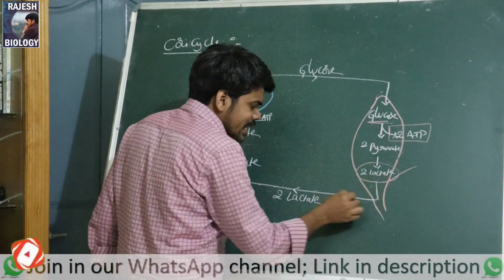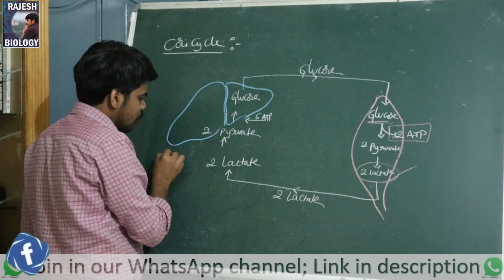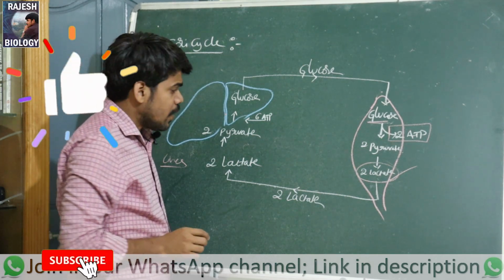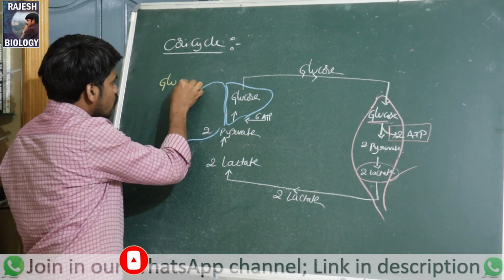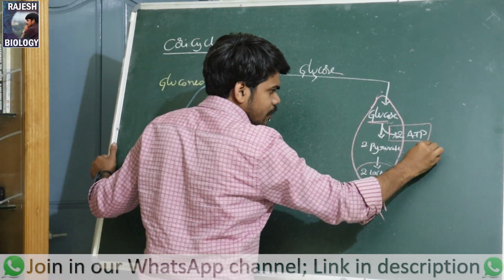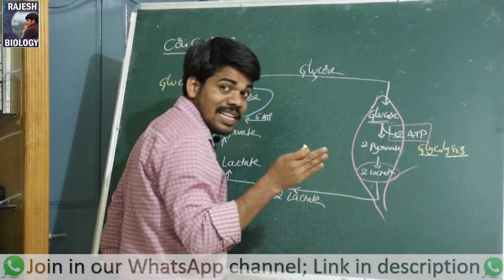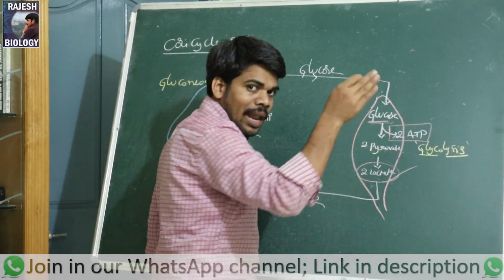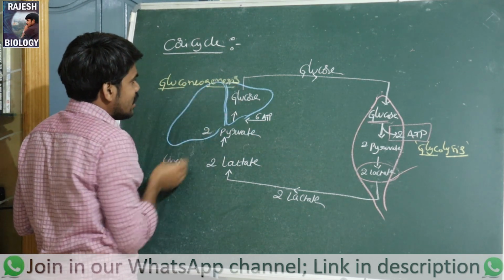So this lactic acid is released into the blood. Through the blood circulation, the lactic acid reaches the liver, where it is converted into glucose by the process of gluconeogenesis. What is this process known as? Gluconeogenesis. Here it is glycolysis: lysis means cut down, break down. So glucose is broken down here. That's why it is called glycolysis. Here glucose is formed, so it is called gluconeogenesis.